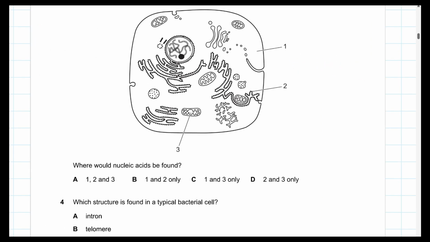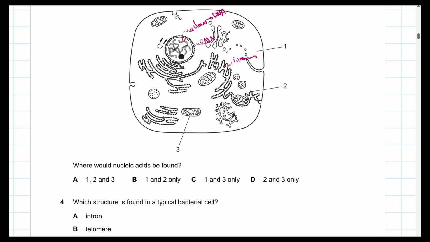Question number 3, the diagram shows a typical animal cell. Where would nucleic acids be found? Now, as we all know, nucleic acid must be found in the nucleus, where the DNA is found, which counts as a nucleic acid, and the nucleic acid is also the mRNA, which leaves the nucleus and goes to the cytoplasm and then to the ribosomes on the rough endoplasmic reticulum, and you're going to also find nucleic acids on the ribosomes and in the chloroplasts and the mitochondria.